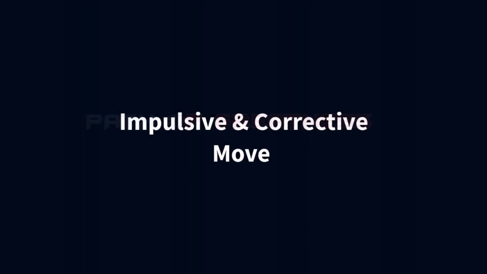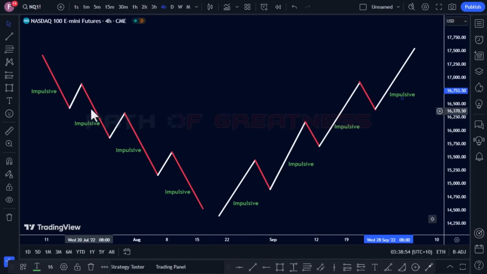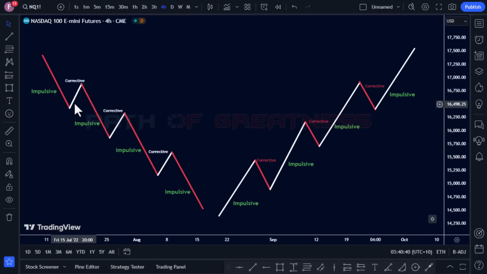Let's delve deeper into an impulsive and corrective move. As we already know, a trending market structure consists of two different moves. The impulsive price swing is the main move of the trend. These moves tend to extend stronger and larger because it's where the major players in the market are active. A corrective move is weaker and shorter because it is a movement against the trend, a movement fighting the market trend, and is dominated by the minority of the market.